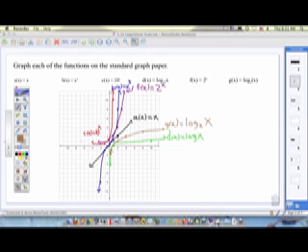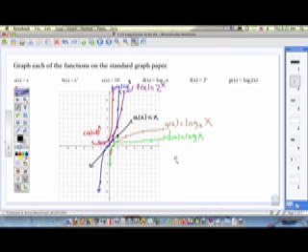Okay, so we have the graphs. What are the only graphs that appear linear on the standard scale, on the linear axes? Which of these graphs are linear? Alex? The graph a of x equals x. Right, the graph of a of x equals x. Only graphs of the first degree are linear on the standard scale.